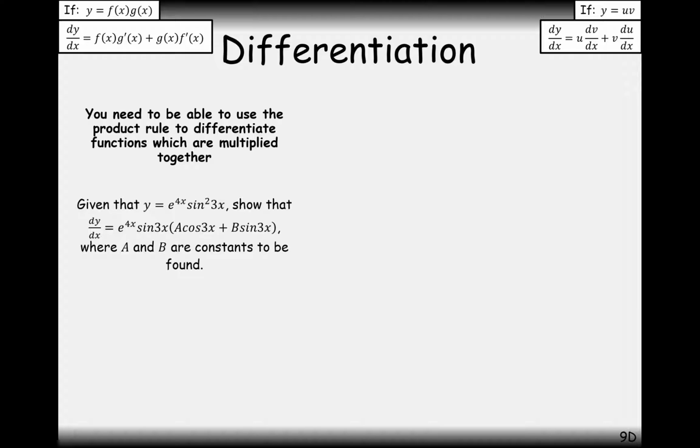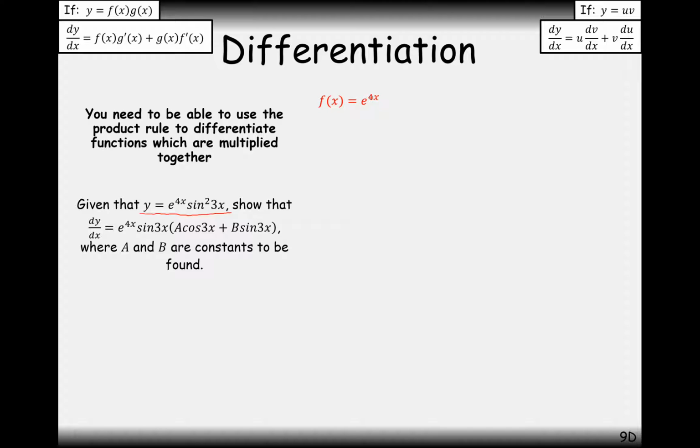Perfect. Given that y equals e to the 4x sine squared 3x, show that dy by dx is equal to this big long thing here where a and b are constants to be found. So we can clearly see by this function here, we've got the product rule. We've got one function clearly being multiplied by another function.